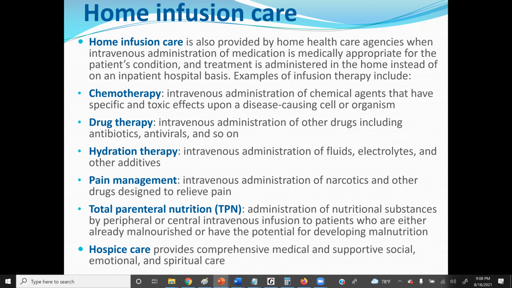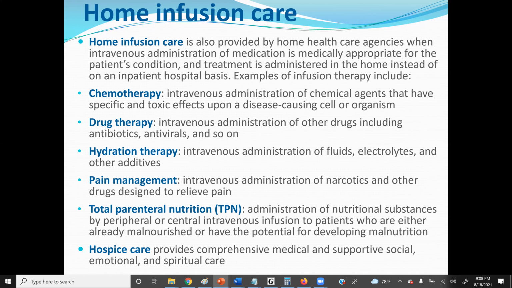We also have the home infusion care. So home infusion care is also provided by home health care agencies when intravenous administration of medication is medically appropriate for the patient's condition. Also, the treatment is administered in the home instead of hospital facilities or medical facilities. So an example would be infusion therapy. This includes chemotherapy. So this chemotherapy will be provided at home instead of a medical facility.